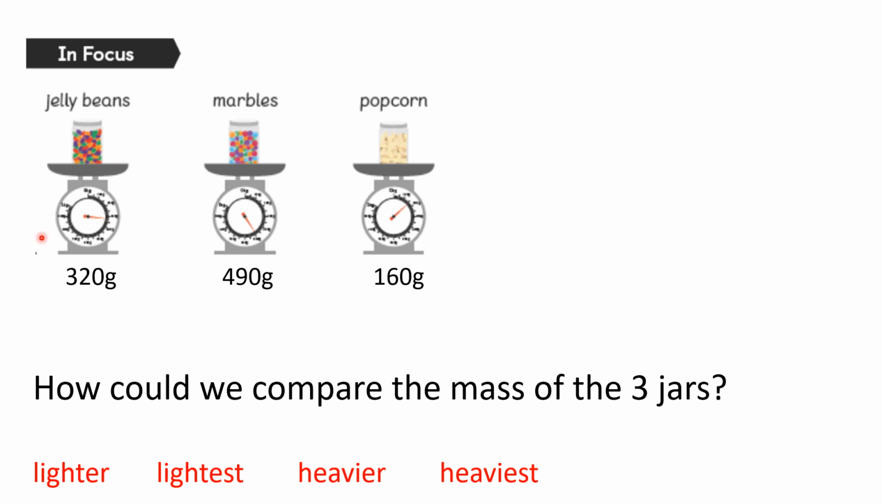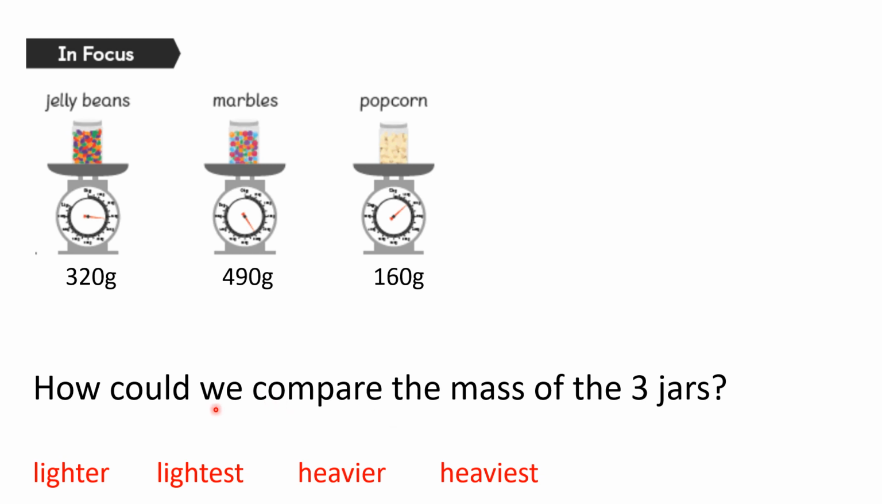So hopefully you can see that the jelly beans have a mass of 320 grams. The marbles have a mass of 490 grams. And the popcorn has a mass of 160 grams. Now I'd like you to think about this question. How could we compare the mass of the 3 jars?